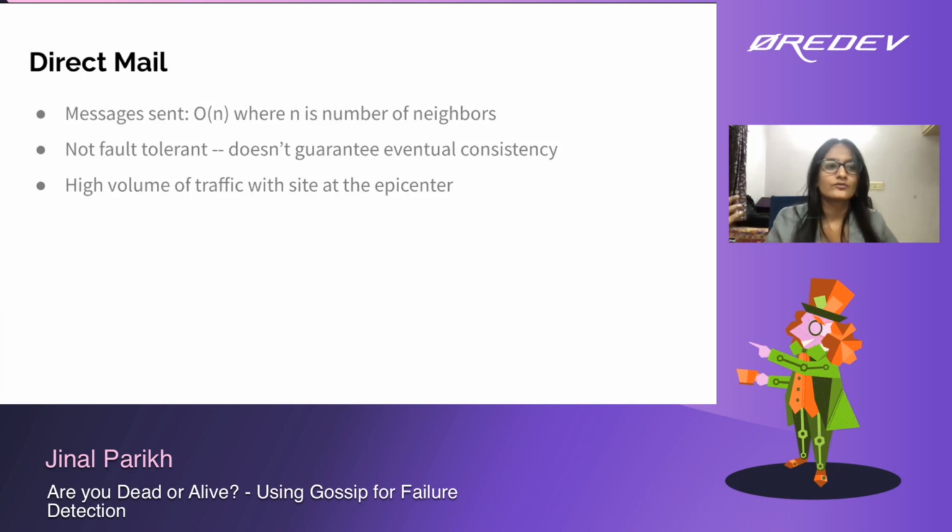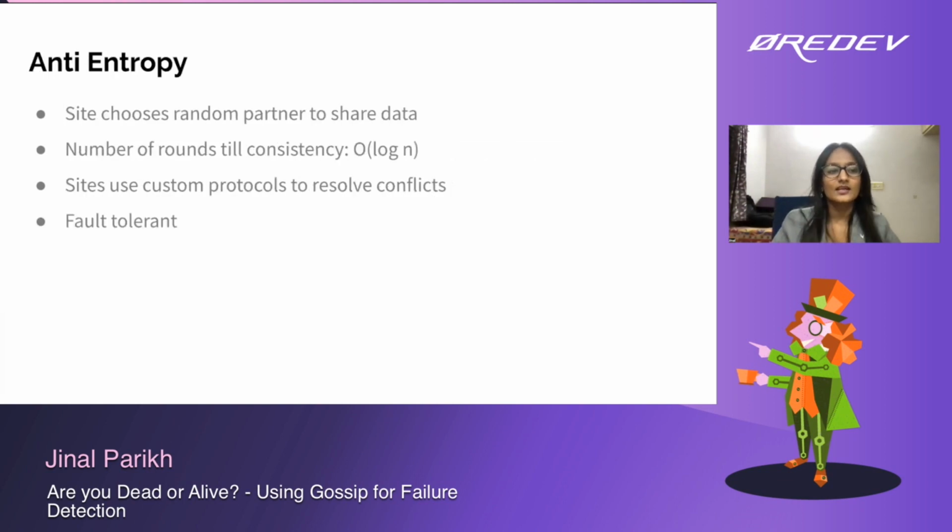And again, high volume traffic is going to be there at the epicenter because it has to send out n mails. See, another one was anti-entropy. And this is also really important because even though the last one, which is called rumor mongering, is used everywhere, a combination of anti-entropy and rumor mongering is used by practical applications that we see. So anti-entropy turned out to be really useful.